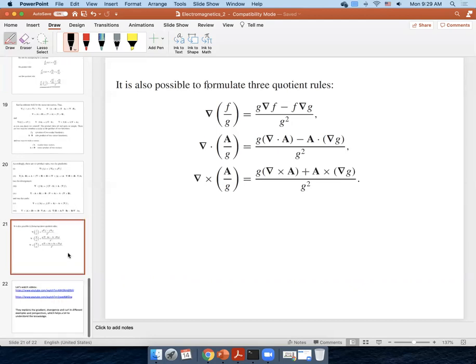Okay, so that's all the rules for the del operator for multiple functions.